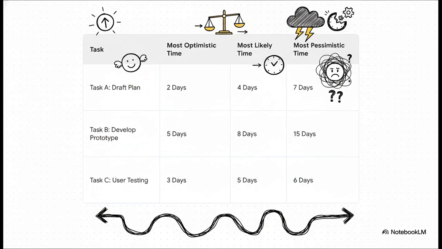Instead, we use 3. You've got your most optimistic time. That's if the stars align and everything goes perfectly. Then there's the most likely time, which is your realistic best guess. And finally, the most pessimistic. That's your Murphy's Law number where everything that can go wrong does. This method forces you to think about uncertainty right from the start.